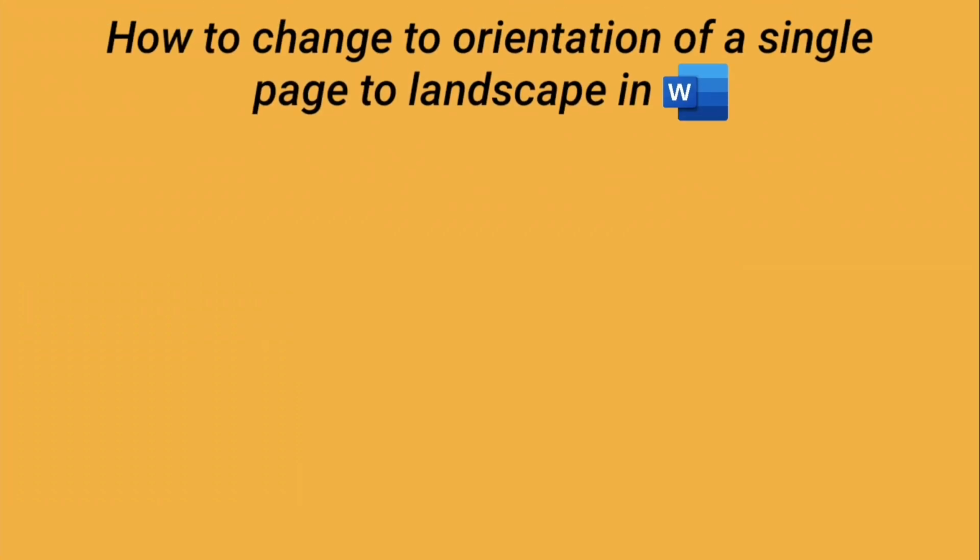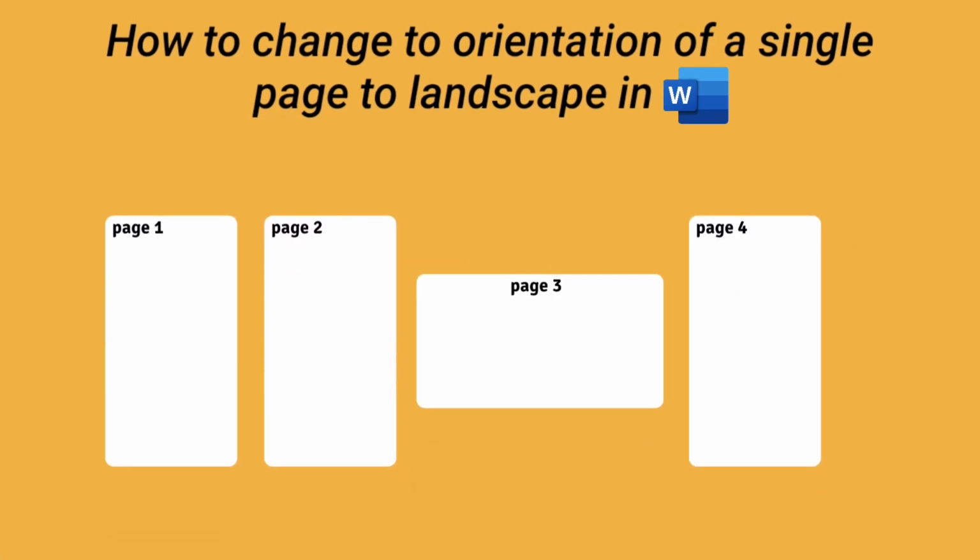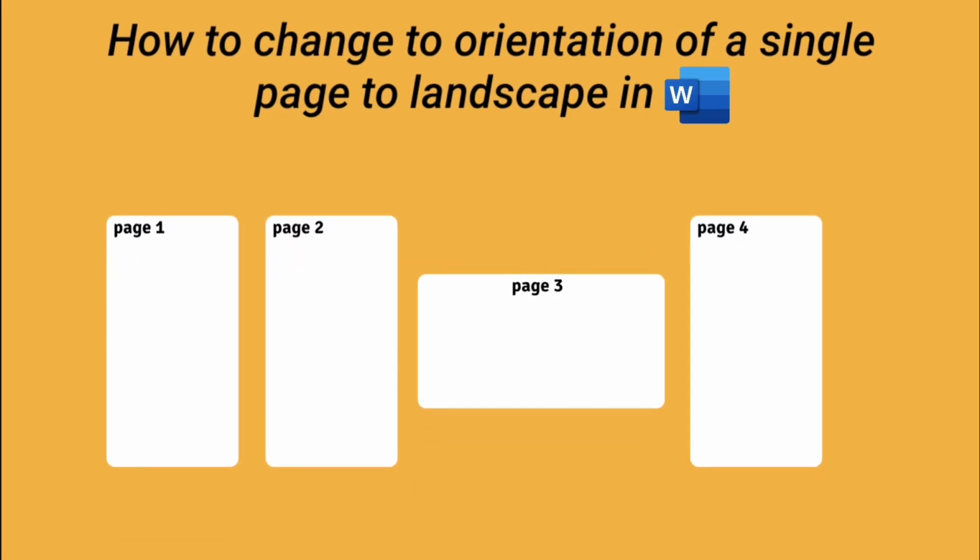Hello everyone, today I'm going to explain to you how to change the orientation of a single page in Word, as you can see in the example shown on the screen. So in this example, I changed page number 3's orientation to landscape while keeping the other pages on portrait. I'm going to explain everything you need to know in this video, so watch till the end.